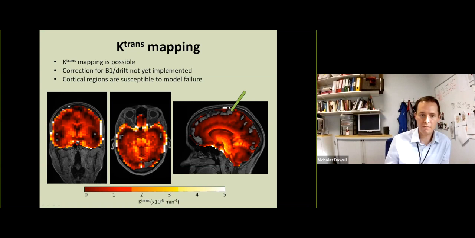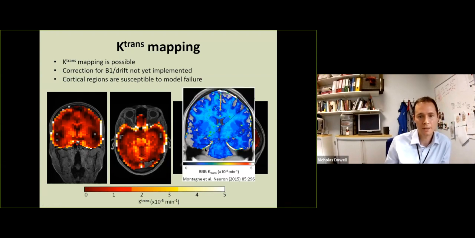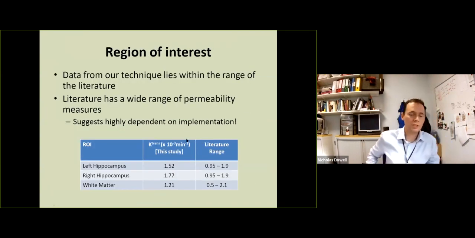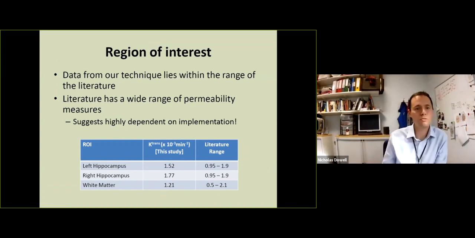Although you will notice there are regions of the brain which do fail. These areas here in the cortex that aren't colored are because the K-trans mapping was corrupted by all those things that I mentioned, principally edge artifacts from that vein that comes over the top of the brain. You can see this is a published paper from a few years ago that does the same thing, that tries to do this mapping. And again, you can see that they have problems in the cortex here and really high values at the edge, so edge artifacts occurring.